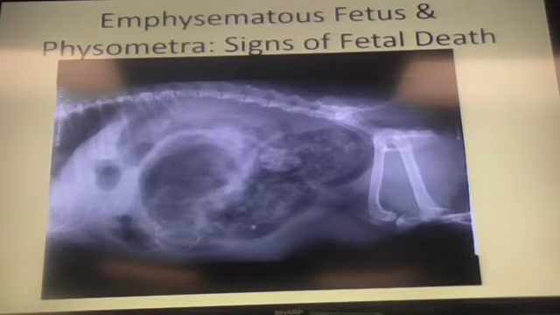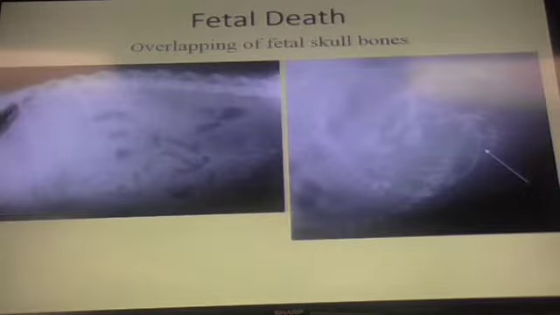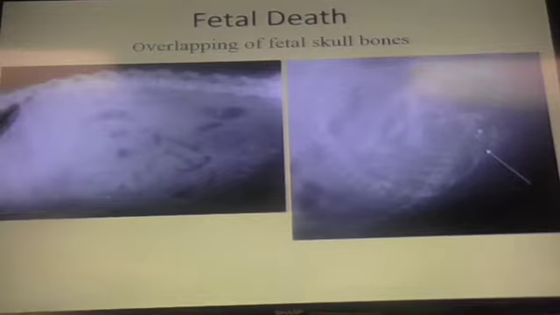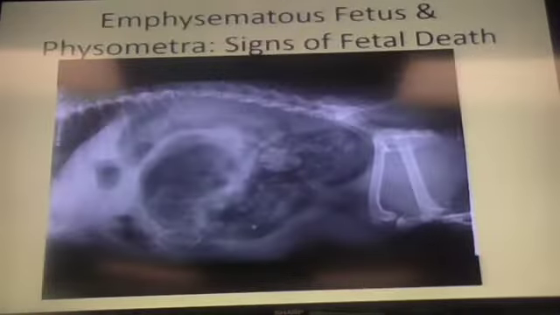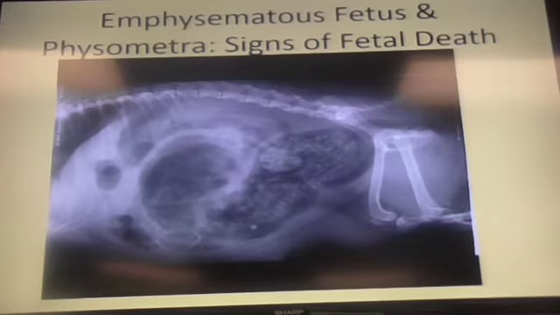Okay, I think that would be physometra and emphysematous fetus. Everybody got that one? That's been a long time. I can imagine what it smells like at surgery. Okay, this is overlapping of the calvarial bones. You see how this one is deviated ventrally, and then that one overlaps. Now that's a very subtle finding that sometimes you miss, but your number one is going to be gas as a sign of fetal death.